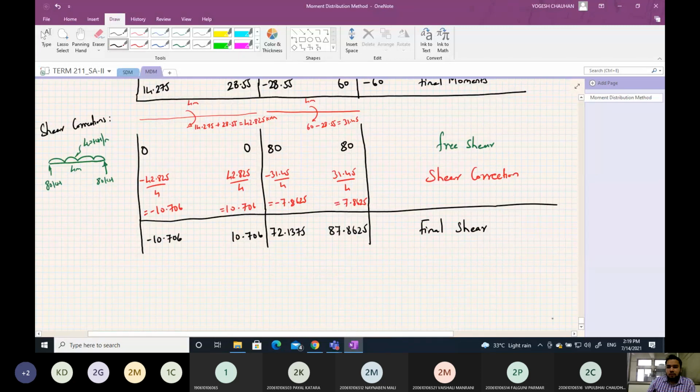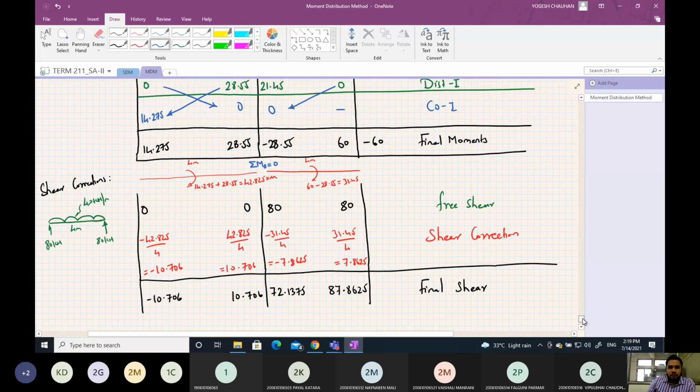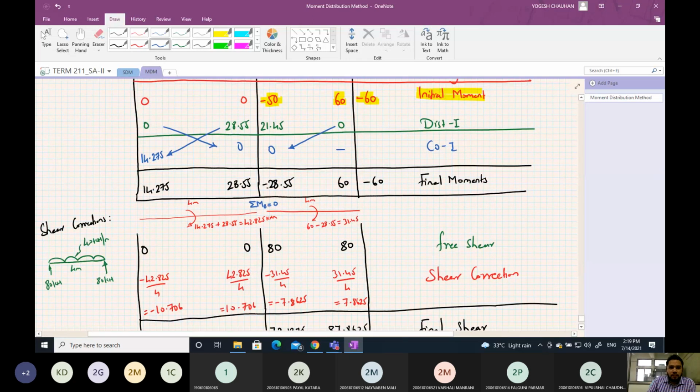Okay, you can also verify. See, note that here the equilibrium check is okay. Sigma M equals to 0. Sum of the moments equals to 0. This is your equilibrium check that you have to check. Sum of moments at B equals to 0. 28.55 minus 28.55, it is 0.